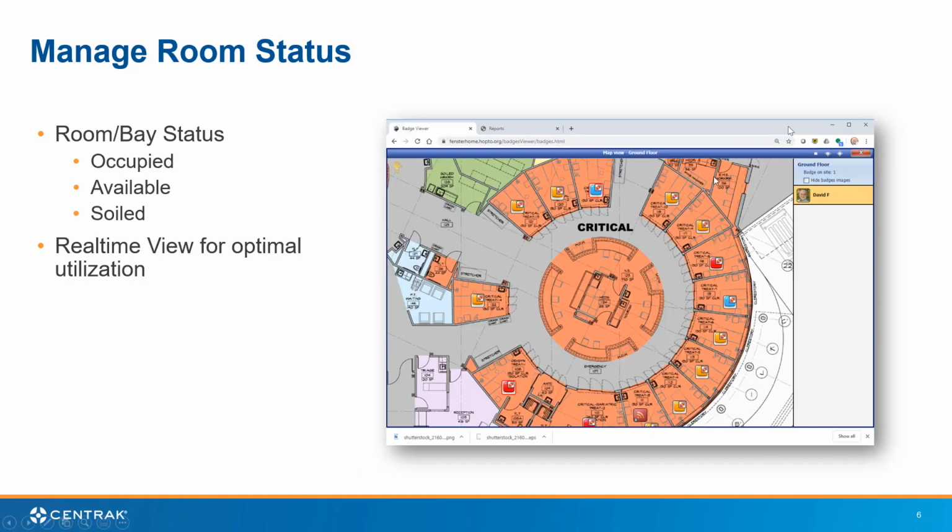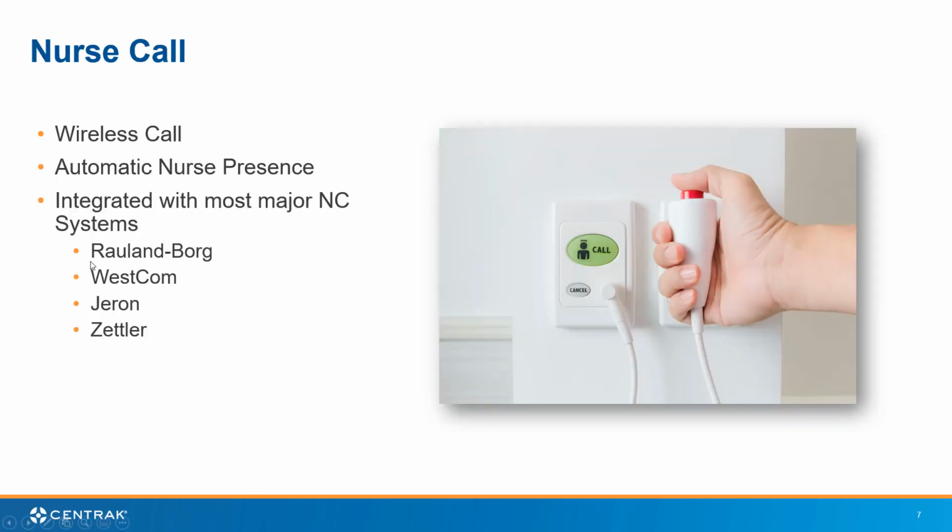Another benefit of using the CenTrak Omni is to manage room states. So you can click on an icon on any of the rooms and set it to occupied, to available, or soiled, that needs to be handled. And that could be visible to anybody accessing the database with any Omni client. Finally, one of the benefits of patient flow in Omni is that you can interface with any of the major nurse call systems. We can get wireless nurse call, or we can get automatic nurse presence.